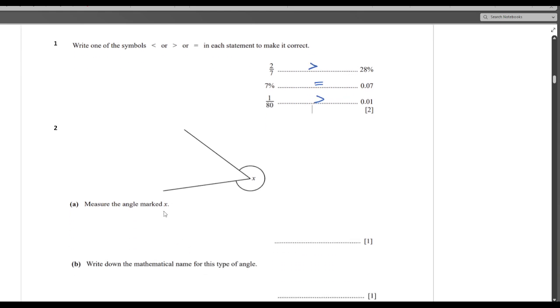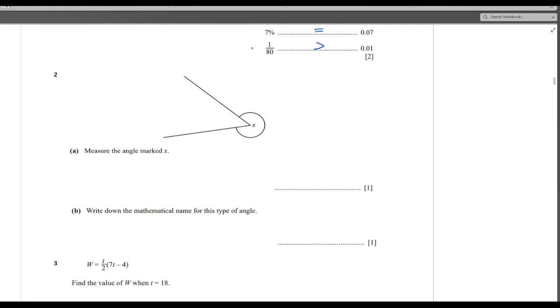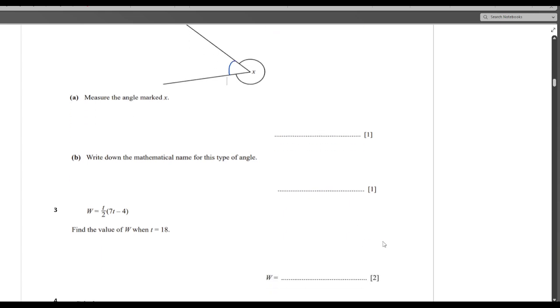Now measure the angle x. Okay, so here in soft form I am not able to measure it, but certainly you can use your protractor and measure this acute angle and then subtract it from 360. Okay, write down the mathematical name for this type of angle. Now when you subtract from 360 you will get an angle which is more than 180 degrees. For such angles we call it a reflex angle. So reflex angle.